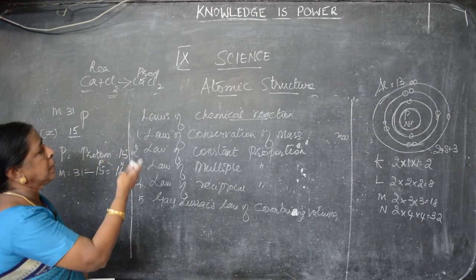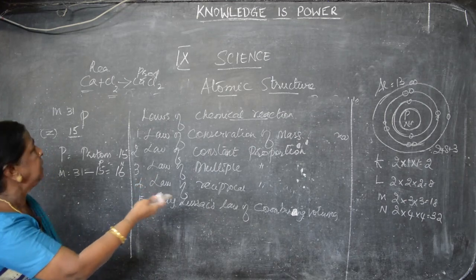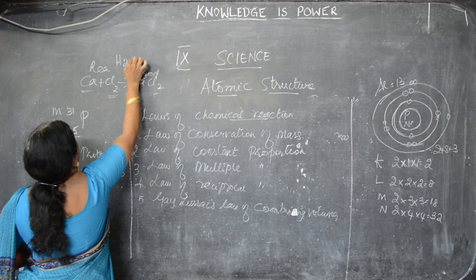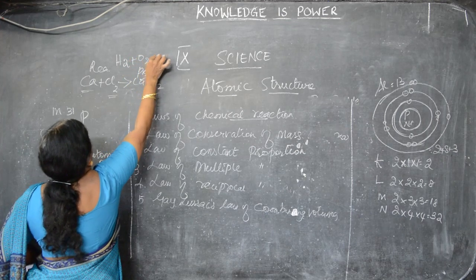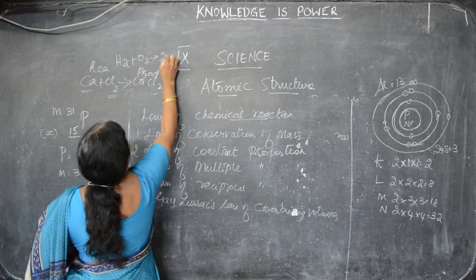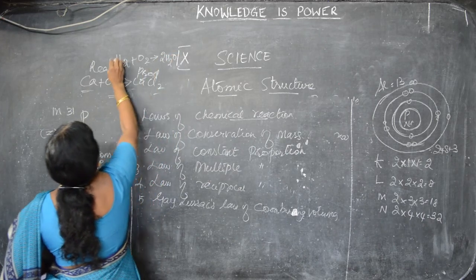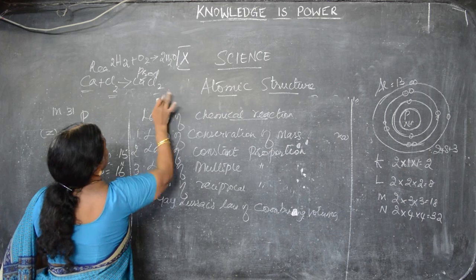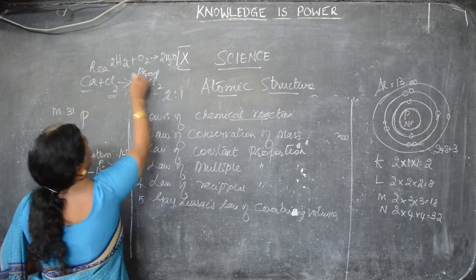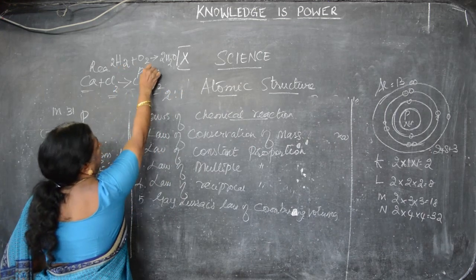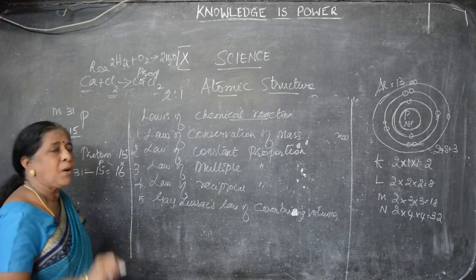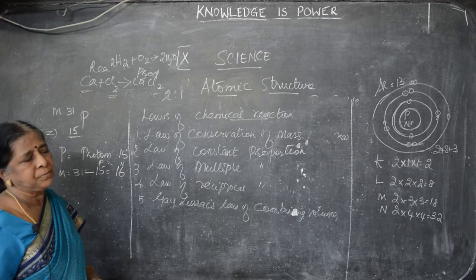Then conservation of mass, constant proportion: H2O, whatever the method may be, the combination of hydrogen plus oxygen gives H2O. This is balancing, but when you speak of the ratio, hydrogen to oxygen is always 2:1. That is, 2 atoms of hydrogen will combine with 1 atom of oxygen. This is what constant proportion is. Now we have to see the law of multiple proportion.